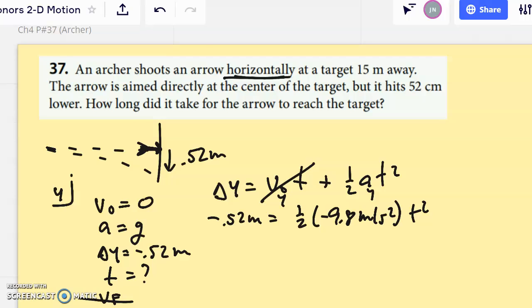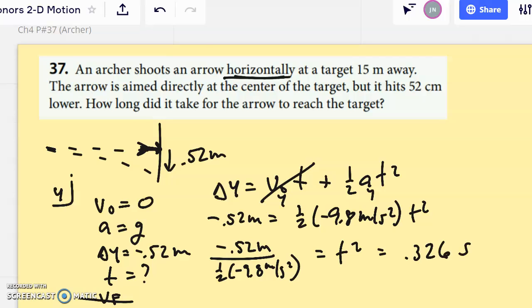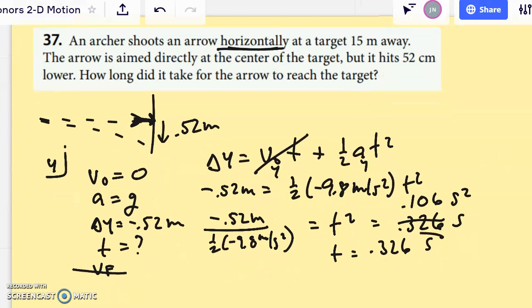So I'll take and divide the 0.52 meters by half and by negative 9.8 meters a second squared to get the time squared. When I do that, before I take the square root of it, I have 0.106 seconds squared. And then once I take the square root, I get 0.326 seconds. Okay, so that's how long it takes for the arrow to reach the target.